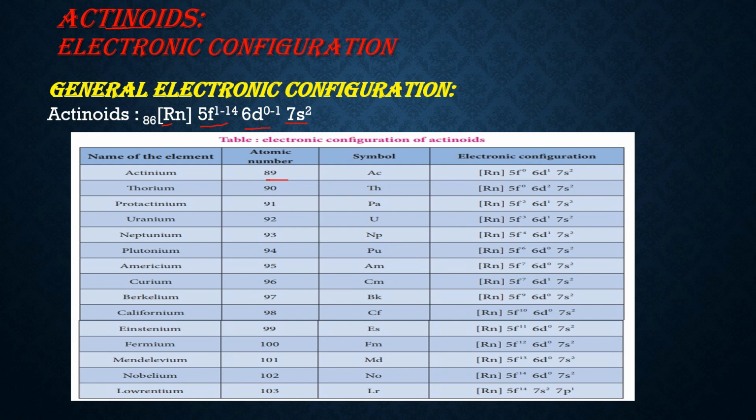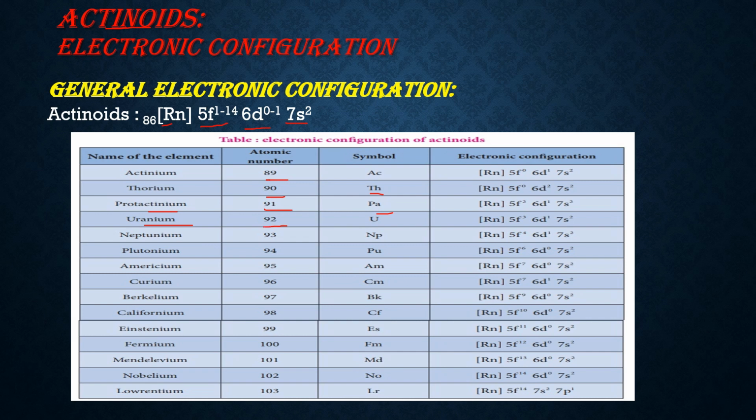Now the first member is thorium. 90 is the atomic number, Th is the symbol. I am not taking the electronic configuration, though it is written here. Now the next is protactinium. The atomic number is 91, symbol is Pa. Next is uranium, symbol is U, and the atomic number is 92.